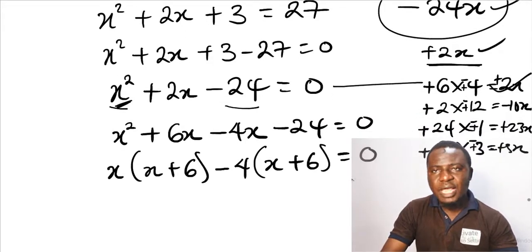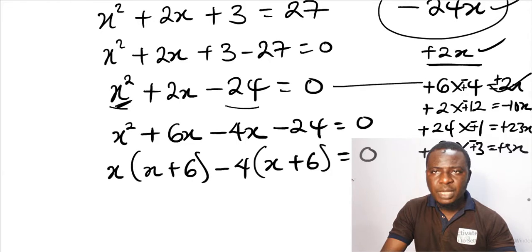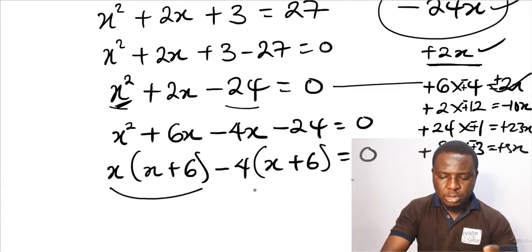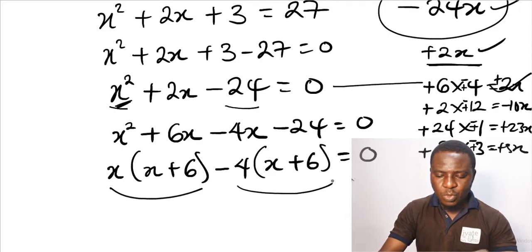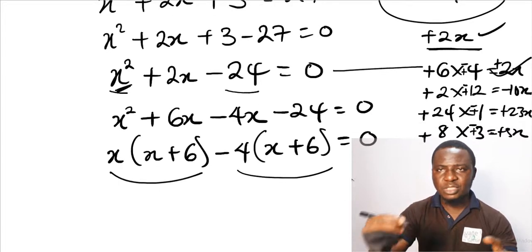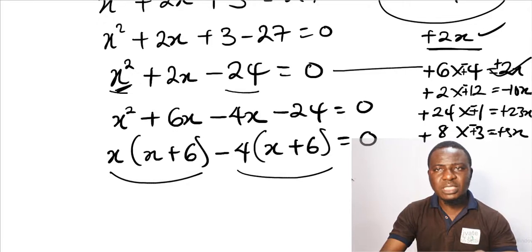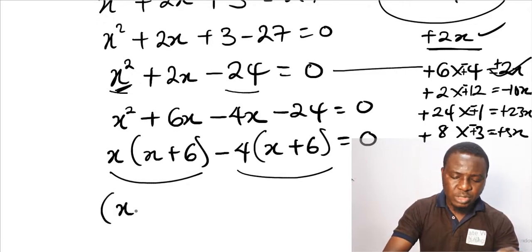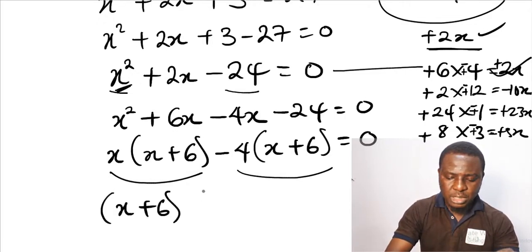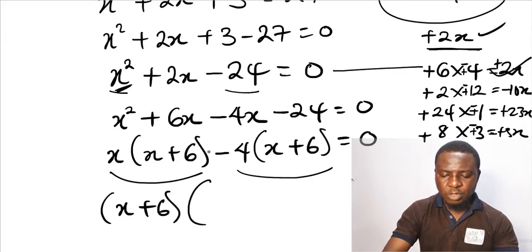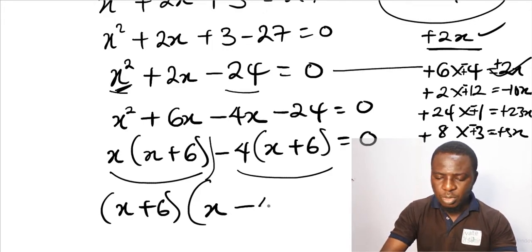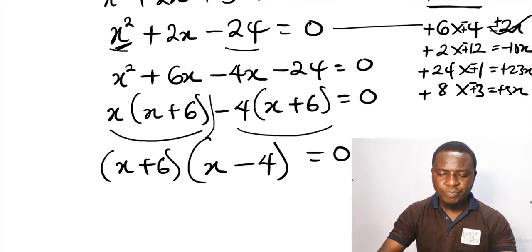So I have been able to factorize it from a 4-term expression to a 2-term expression, but something is still common between the two terms, this term and this term. So what is common? You agree with me that what is in the bracket is common. That is, x plus 6 is common in both terms. Factorize it out again. This becomes x plus 6 into bracket. When you factorize out x plus 6 from the first term, you'll be left with x. Factorize out x plus 6 from the second term, you'll be left with minus 4 is equal to 0.